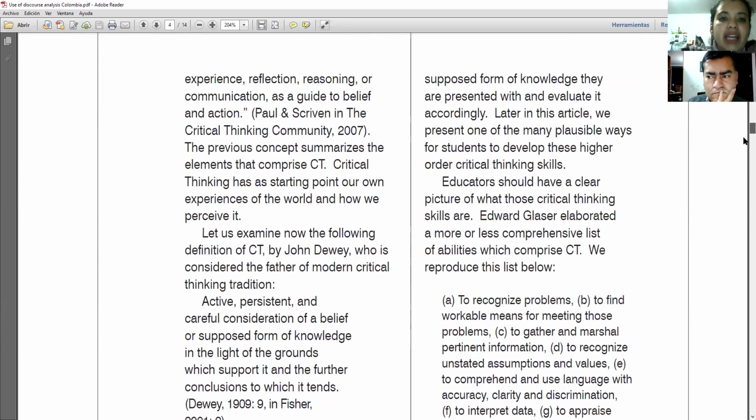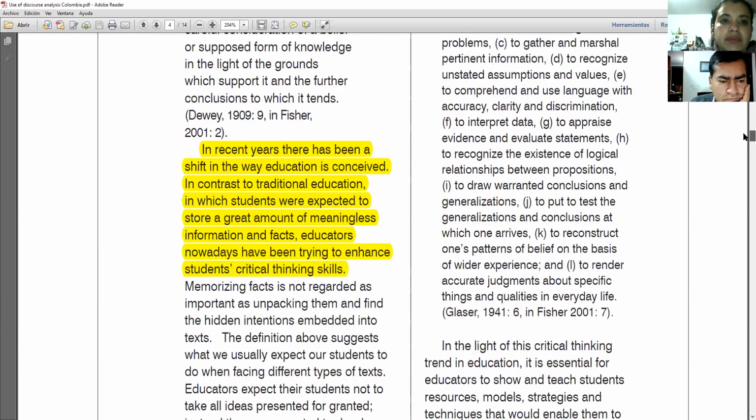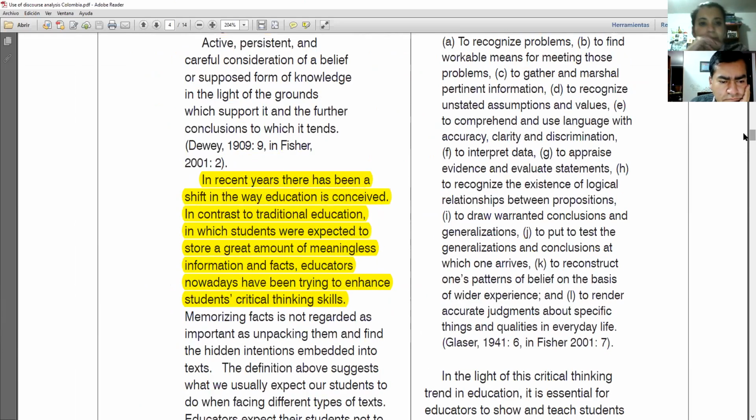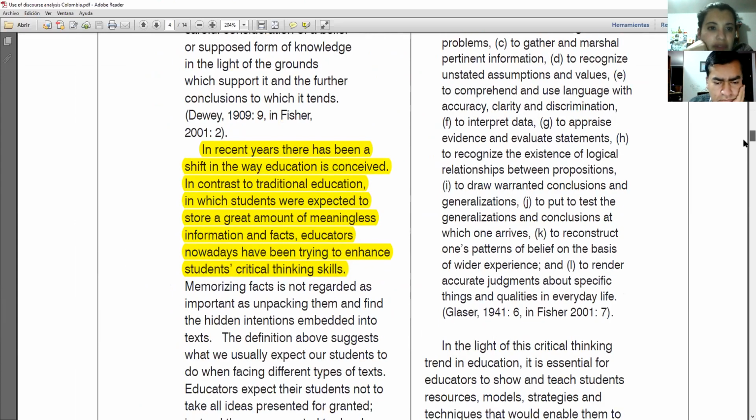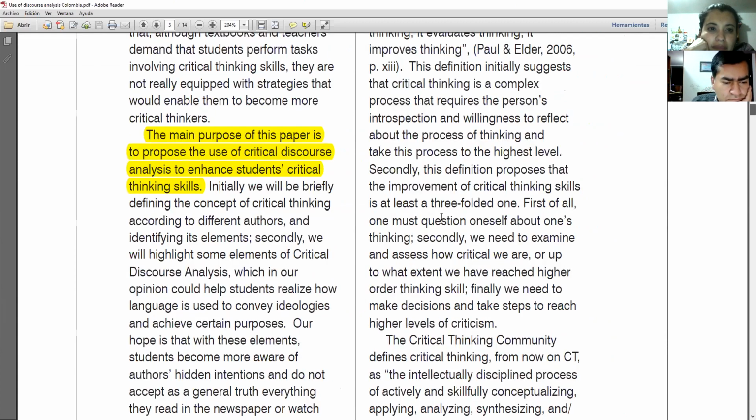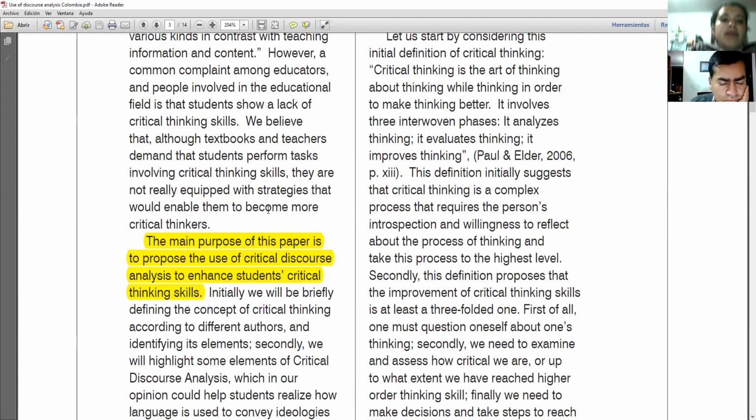Let me see that part that you had highlighted where it says the main purpose. No, I think it was in the previous page. It said the main purpose there. You see, the main purpose of this paper is to propose the use of critical discourse analysis to enhance students' critical thinking skills. So the teachers in this article were doing some activities based on critical discourse analysis, which is not the one. Critical discourse analysis is your research methodology, right? Actually, you are not going to intervene in the classroom. You're just going to observe and record some interactions. That's the only thing that you're going to do.